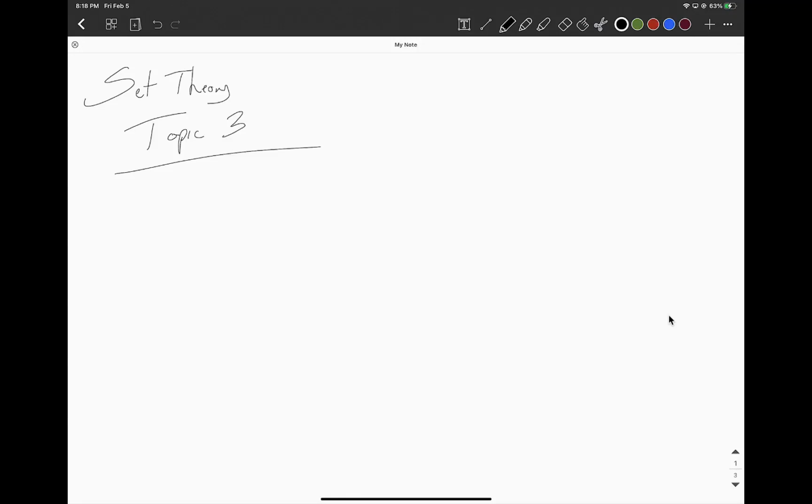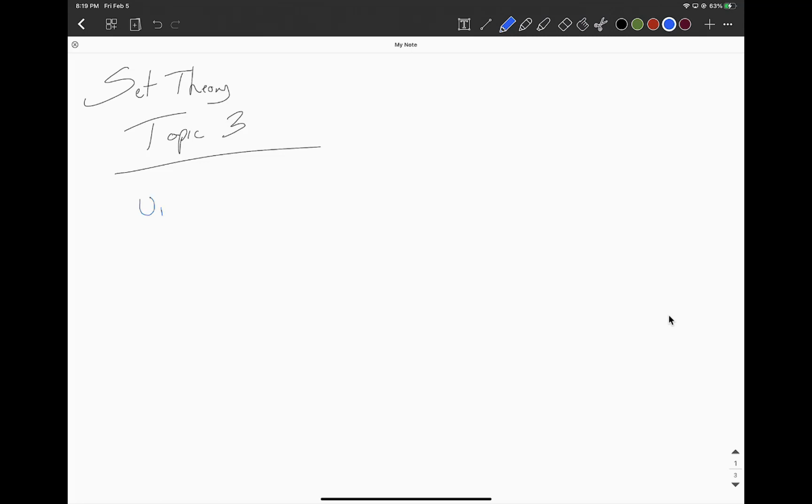Set theory topic 3 really brings it together and starts mixing the notation with some logic puzzles. We have to get into a little bit of the math in our set theory here. It is important to talk about the big operators.